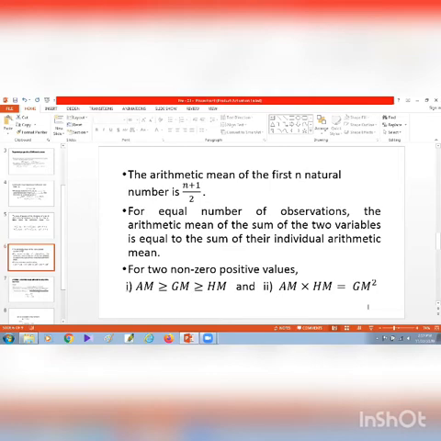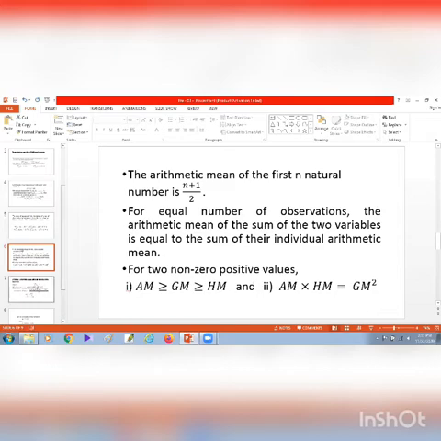Highly important, especially for MCQ, is that the arithmetic mean of the first n natural numbers is n plus 1 by 2. Then for an equal number of observations, the arithmetic mean of the sum of two variables is equal to the sum of their individual arithmetic means. And for two non-zero positive values, arithmetic mean is greater than or equal to geometric mean, which is greater than or equal to harmonic mean, and arithmetic mean times harmonic mean equals geometric mean square. These are the important properties of arithmetic mean.